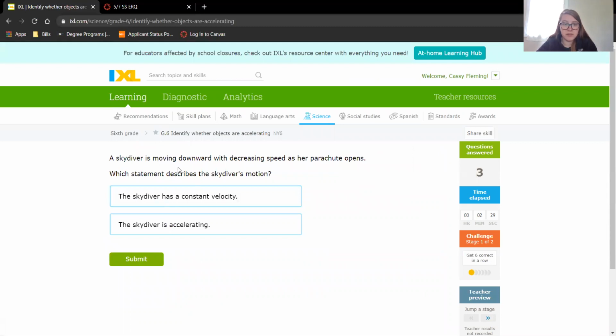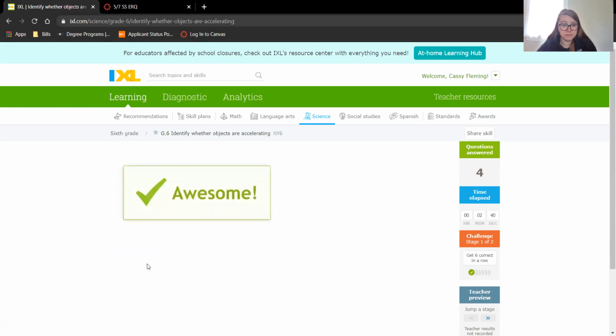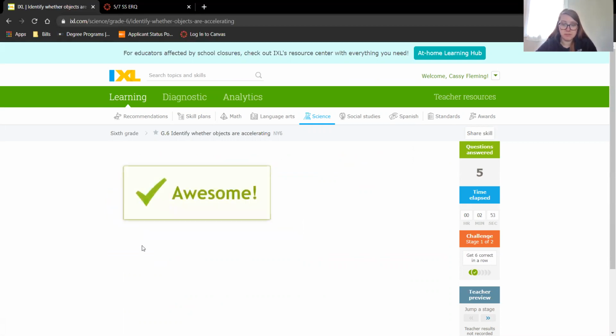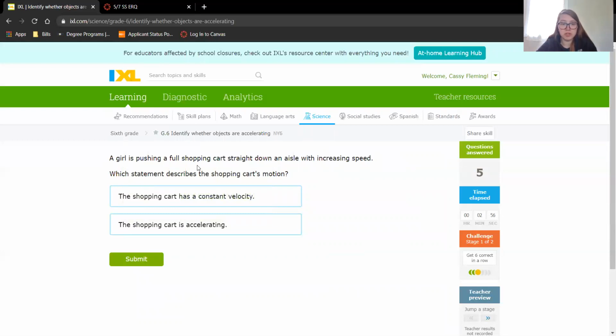So, a skydiver is moving downward with decreasing speed as her parachute opens. Which statement describes the skydiver's motion? We know that's accelerating because the speed is changing. A juicy mango is hanging motionless from a branch. Which statement describes the mango's motion? It's remaining where it is, not changing direction, it's constant. A girl is pushing a full shopping cart straight down an aisle with increasing speed. Which statement describes the shopping cart's motion? Because it's gaining speed, that's a change in speed, so it's accelerating.